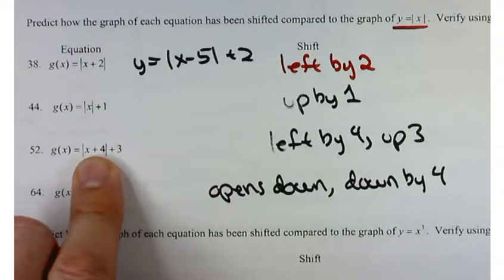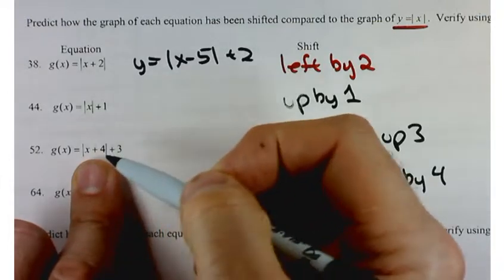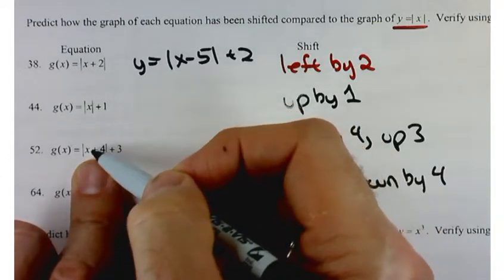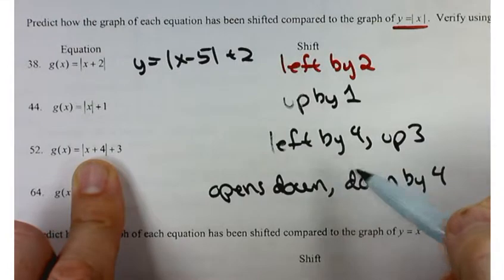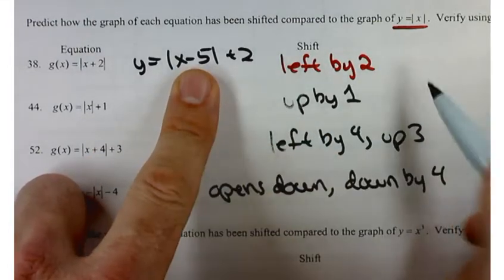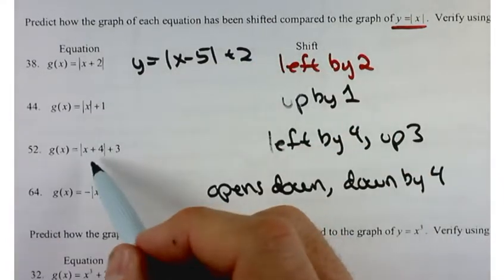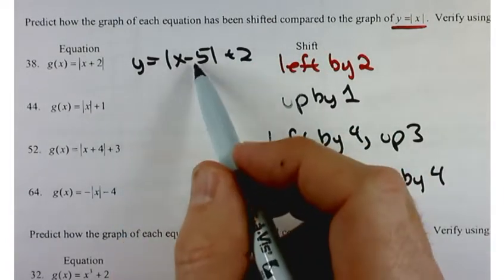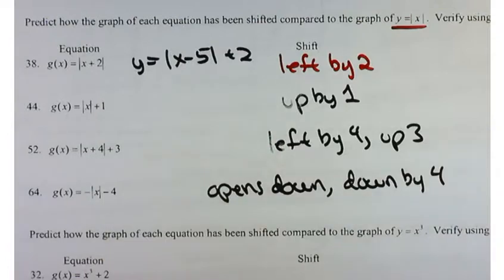No, it's shift to the left 4. The horizontal shift is opposite the sign. So plus 4 instead of being to the right is actually to the left. Minus 5 is actually to the right, not to the left. So the horizontal shift is opposite of the sign. The vertical shift actually goes like you would expect.